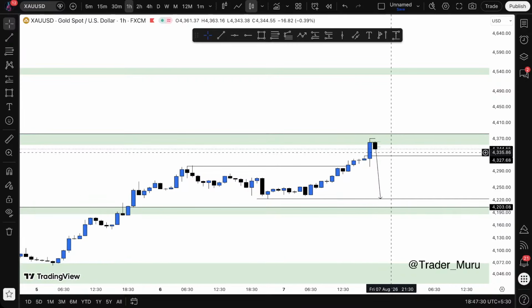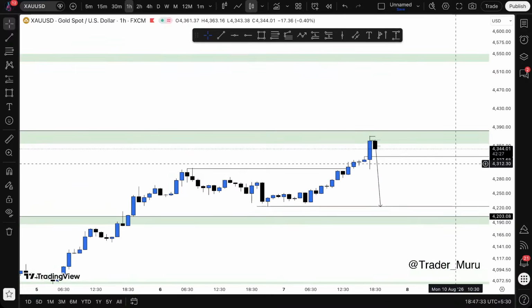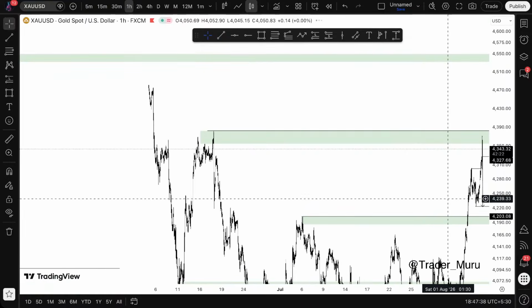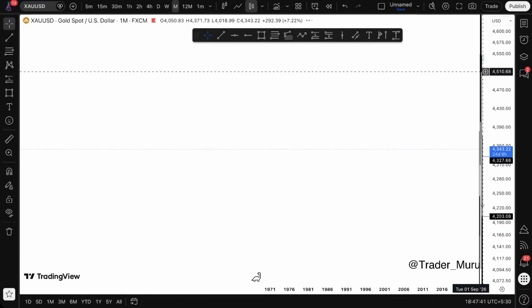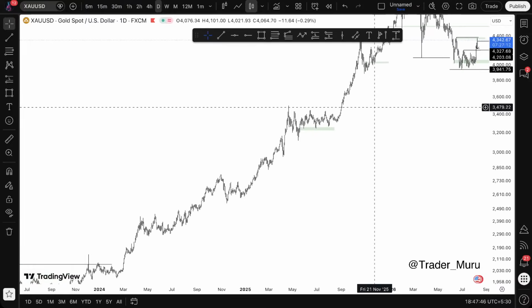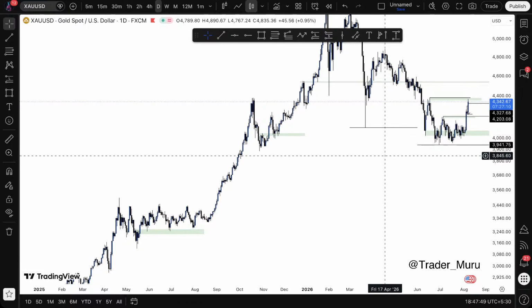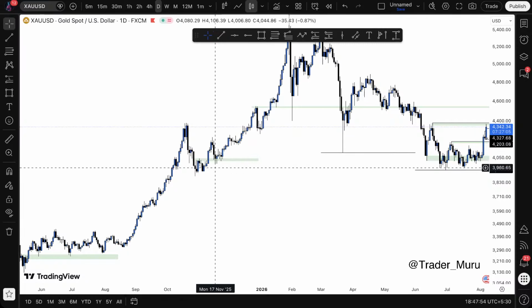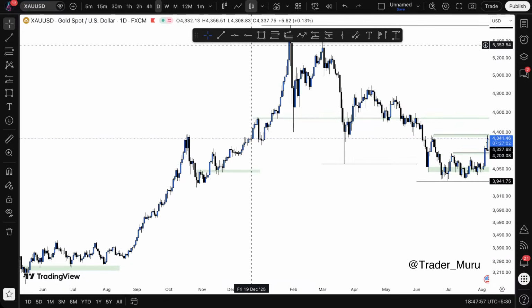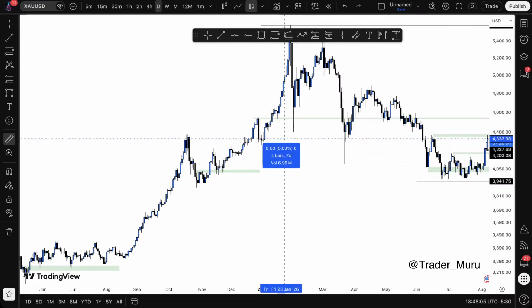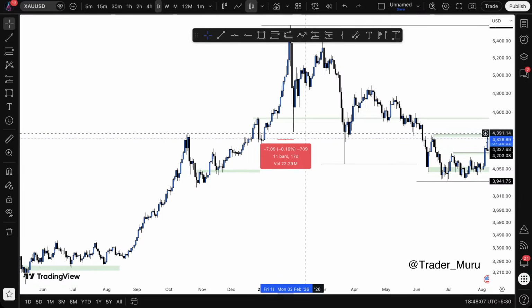Does price always give a retest? Yes, it gives a retest. Sometimes it creates a new breakout structure and then gives a retest. Sometimes it takes too much time, like this area. Look at this. This retest took almost 11 days.